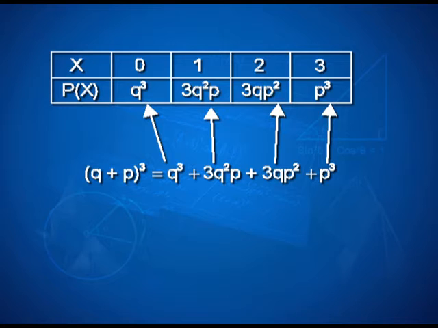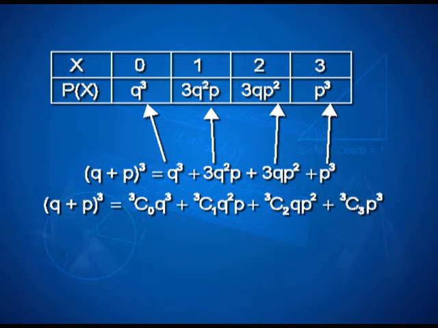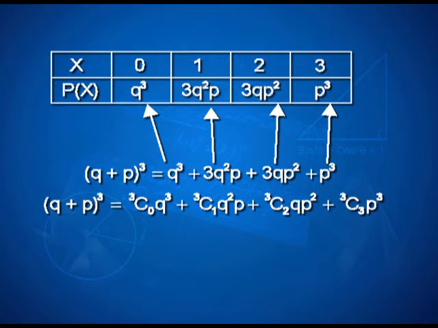In general, (q plus p) to the power 3, by the binomial theorem that you learned last year, is the same as writing 3C0 q cubed plus 3C1 q squared p plus 3C2 q p squared plus 3C3 p cubed. Then each of these terms represents the probability of a random variable. What is the pattern? The second term represents the probability of X equal to 1. The third term represents the probability of X equal to 2.